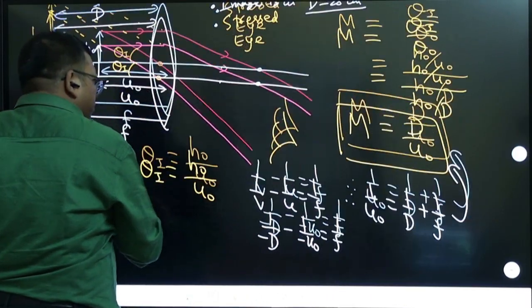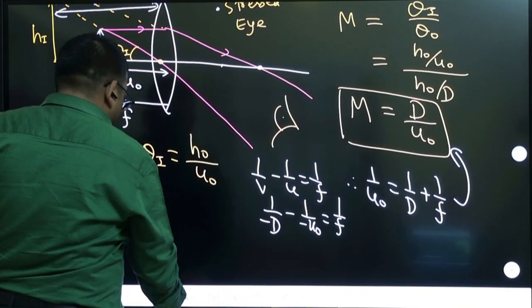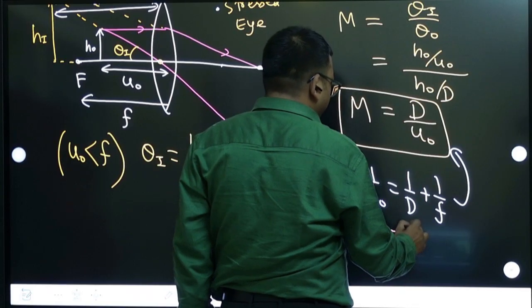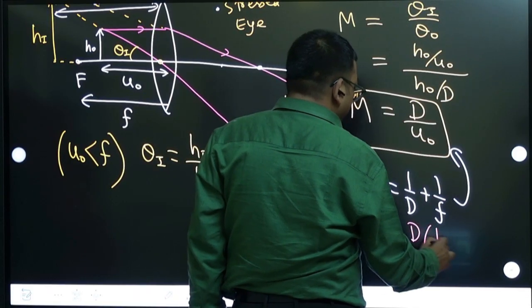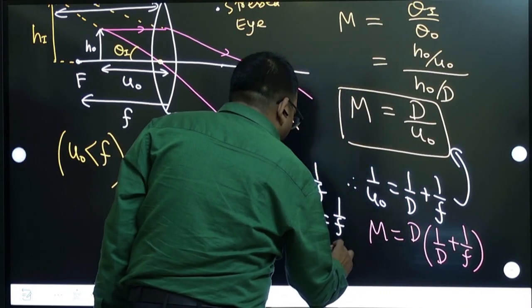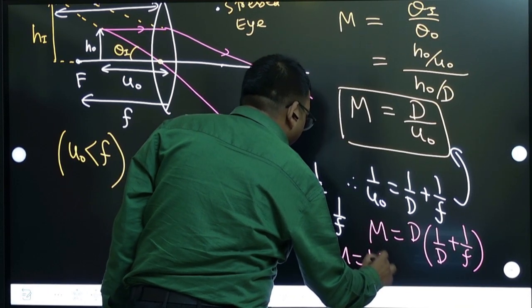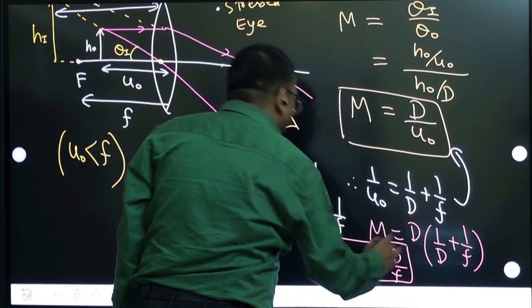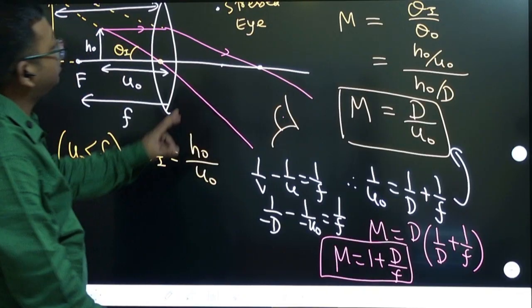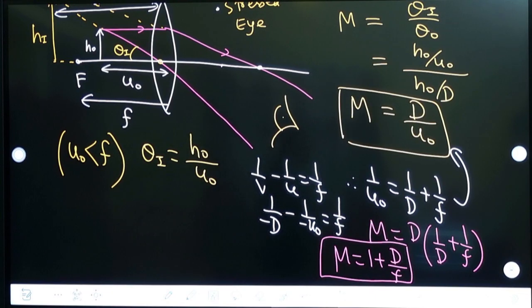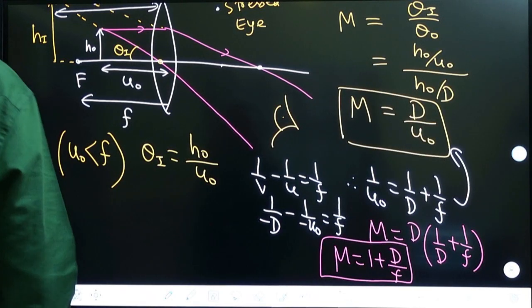Then the formula for magnification will come from here. The magnification formula that we get after substitution is d into (1 by d plus 1 by f). Open this bracket. So magnification formula becomes 1 plus d by f. Remember this formula for magnification of simple microscope for the stressed eye. That's the important result. So let us keep it up to here.